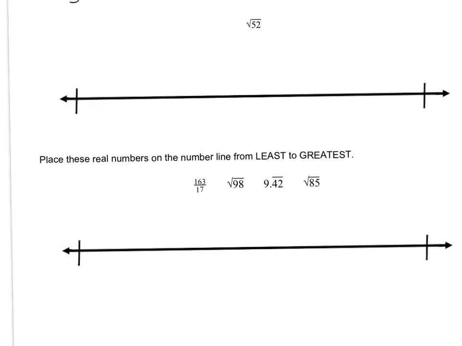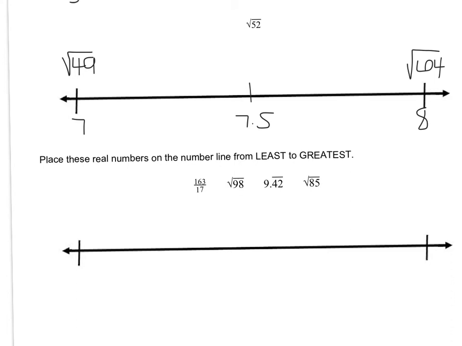Now let's try the square root of 52. Think about your perfect squares that it is in between. Go back up to the top and look at the numbers that 52 is between. 49 and 64. We know the square root of 49 is 7. The square root of 64 is 8. Let's put 7.5 in the middle.